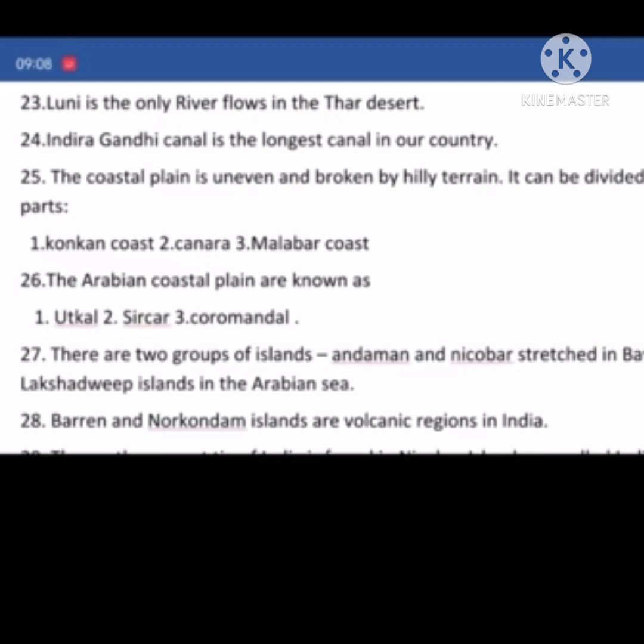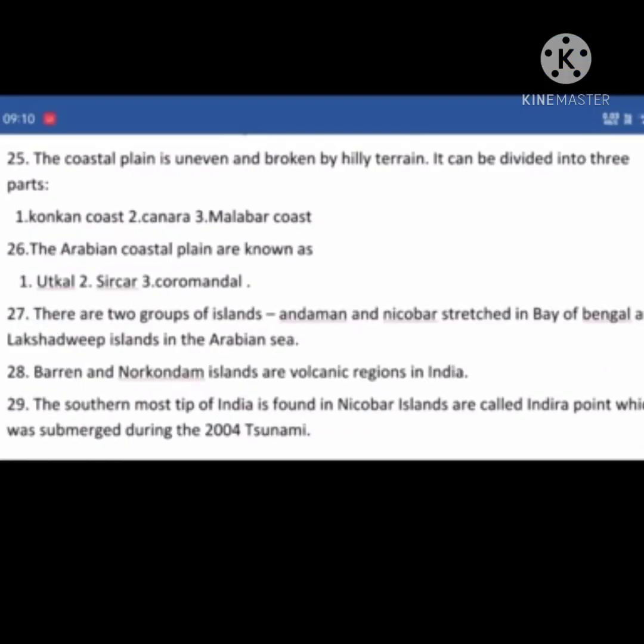Next, islands. There are two groups of islands: Andaman and Nicobar Islands stretch in the Bay of Bengal, and Lakshadweep Islands in the Arabian Sea. Barren and Narcondam Islands are of volcanic origin in India. The southernmost tip of India is found in Nicobar Islands, called Indira Point, which was submerged during the 2004 tsunami. Okay children, hope you all understood the topic India Relief Features. Thank you.